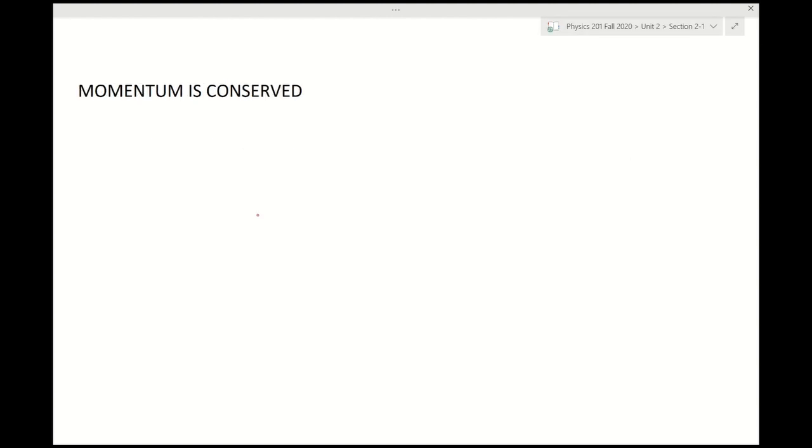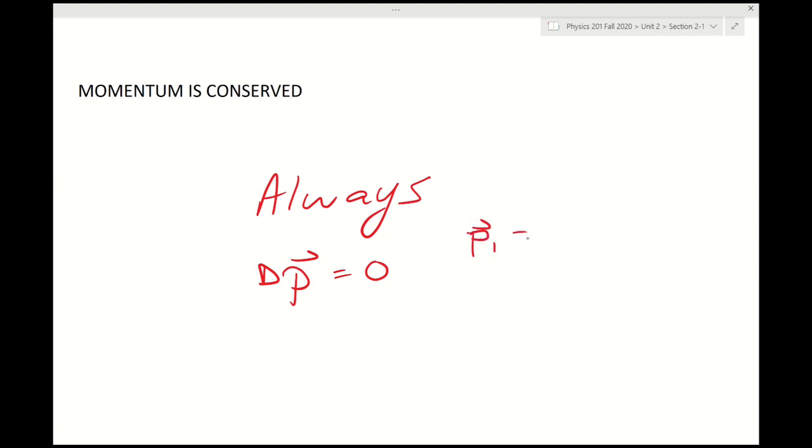And then the third law gives us that momentum is always conserved. In other words, the change in momentum, if you look at everything, is zero. The momentum before is always going to equal the momentum after.